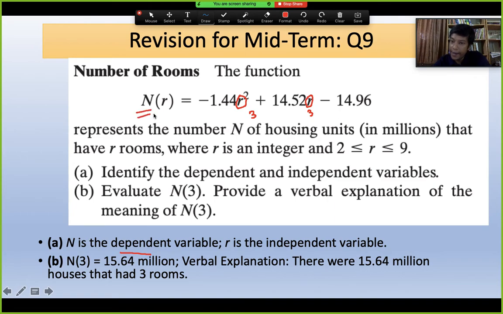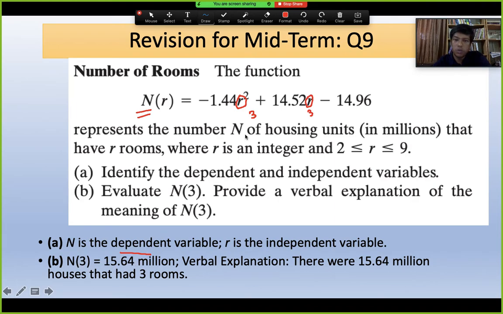That means n is dependent on what? On r, on the value that we put. That's why n is dependent. R is independent. Why is n dependent? Because the n value depends on the calculation here. That's why n is dependent.